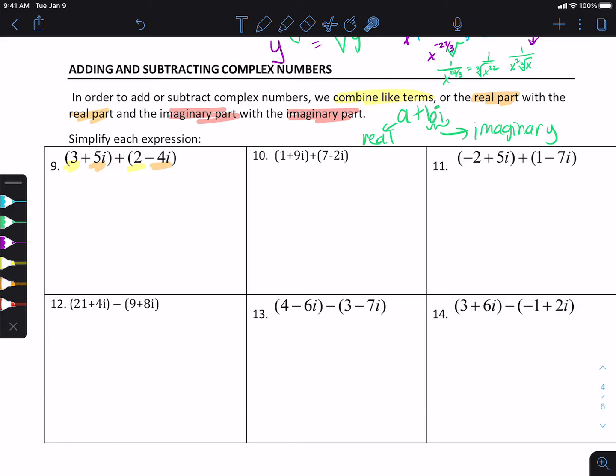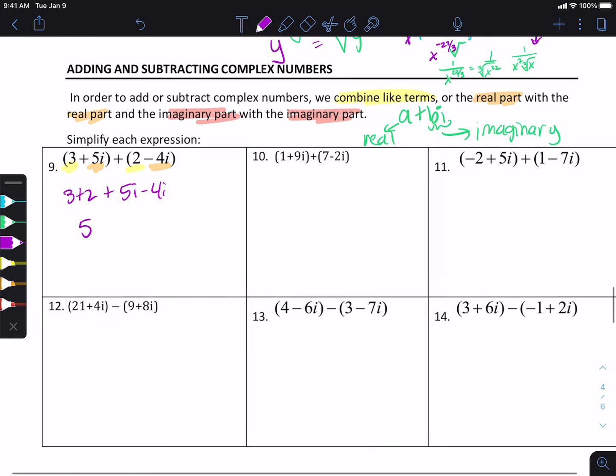We're just adding these. So I'm going to do the 3 plus the 2, and then plus the 5i minus the 4i. That's how I'm thinking of it. So the 3 plus the 2 is 5, and then the 5i minus the 4i is just i. So then we get 5 plus i, where 5 is the real part and i is the imaginary part.